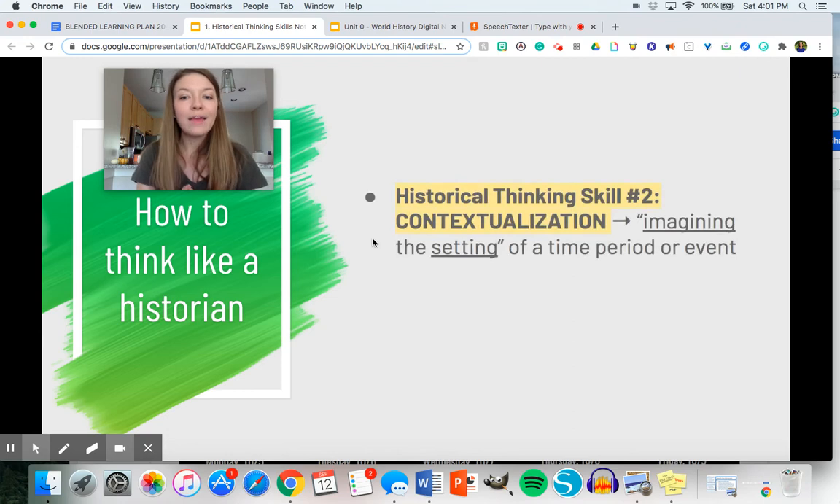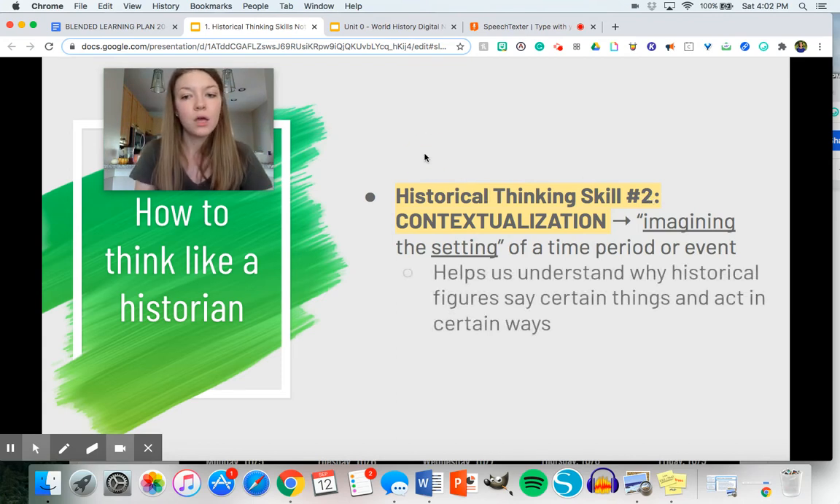Okay. And then finally, that should say number 3, guys, I'm sorry, but our historical thinking skill number 3 is contextualization. And this is imagining the setting of a time period or event, the context, the setting. And we looked at this in the lunchroom fight, right? We were looking at what happened in the town that may have led to the boys starting the fight. We were looking at the school and also the cafeteria, right? The setting, where the time period, the event, where the person is growing up, how all of that impacts the story. It helps us understand why historical figures say certain things and act in certain ways, okay?